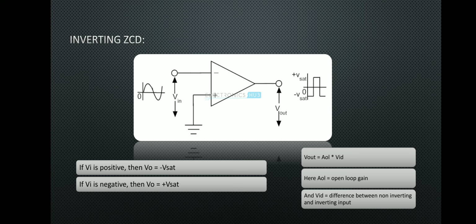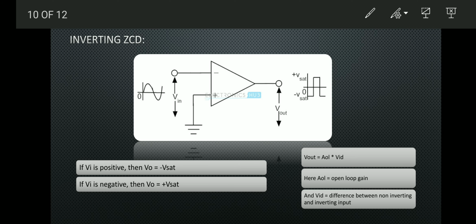Inverting zero crossing detector. Let me explain this inverting zero crossing detector using the same example. That is, as you can all see, the inverting input is given the voltage, and the non-inverting is grounded, that is, it is given 0 volt, so it is called the inverting zero crossing detector.